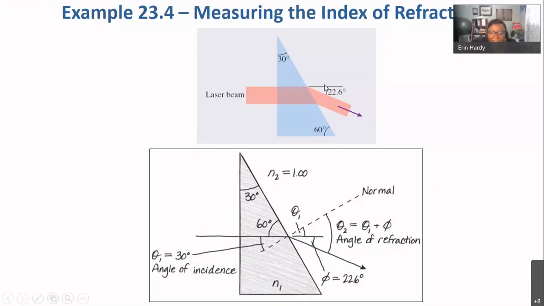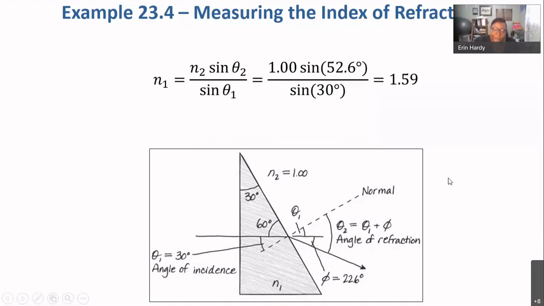If we measure the angle between the horizontal and where the light ray actually emerges, we have 22.6 degrees. That is not the angle of refraction by itself. We would want to go from the ray that emerges to the normal, not just relative to the horizontal. That's where we get this unknown theta 1 value and our phi value. We want to combine those to figure out what our theta 2 has to be.